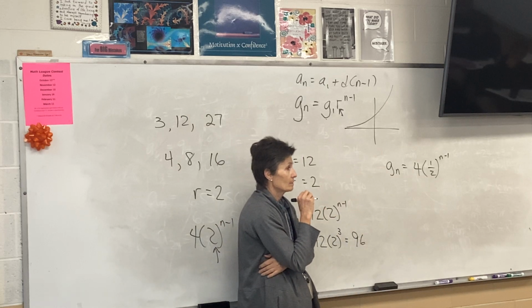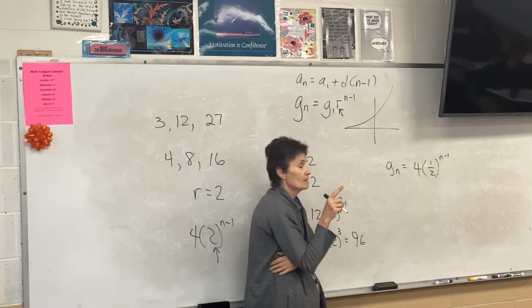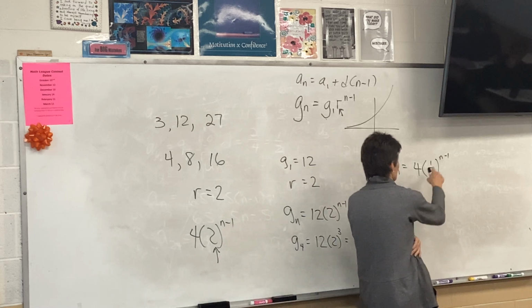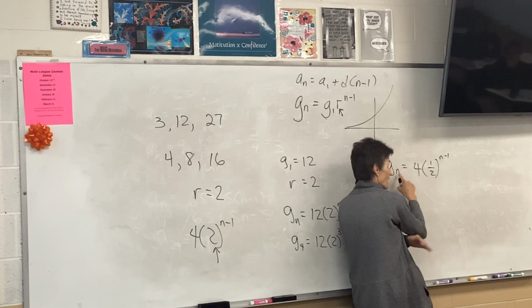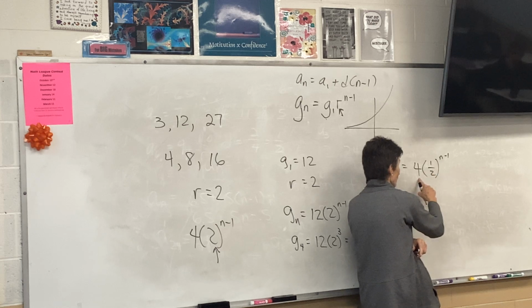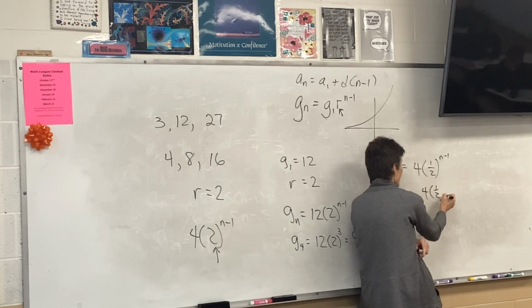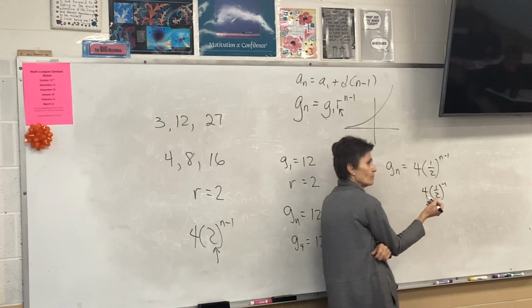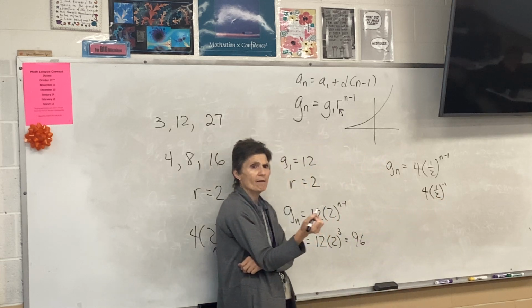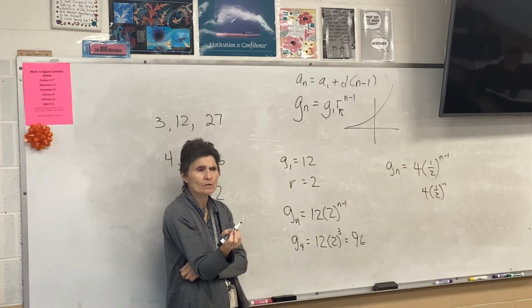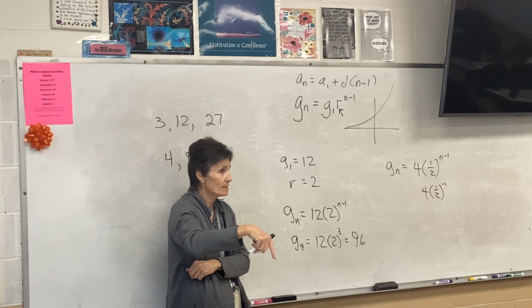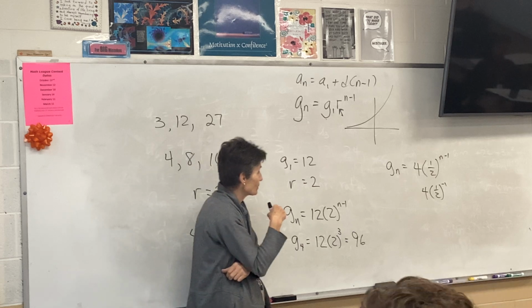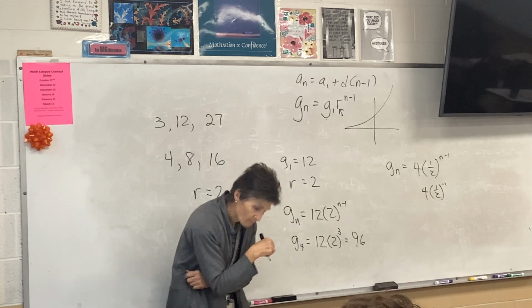I want to show you something. What happens if we put 0 in here? If we put 0 in for that 0th term, what happens here? We have 4 times 1/2 to the negative first. What's 1/2 to the negative first? 2. Is the y-intercept 8? Yeah, so it works. All right, and then you wanted which term, the 10th?